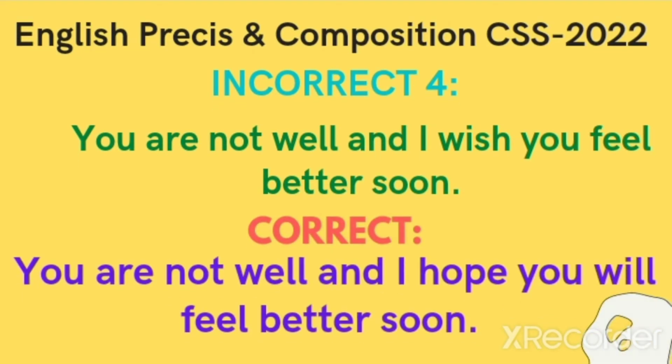Number 4, incorrect sentence: you are not well and I wish you feel better soon. Explanation: in this sentence, two independent clauses are connected with the coordinating conjunction and, and we know that we have to place a comma before coordinating conjunctions whenever they join two independent clauses. So we have to place a comma before the conjunction and. Next, there is a difference between the verbs hope and wish. We use the verb hope when we want things to happen that are likely possible. However, we use the verb wish when we want things to happen that are not possible. So we have to place the verb hope. Thus the correct sentence is: you are not well, and I hope you will feel better soon.